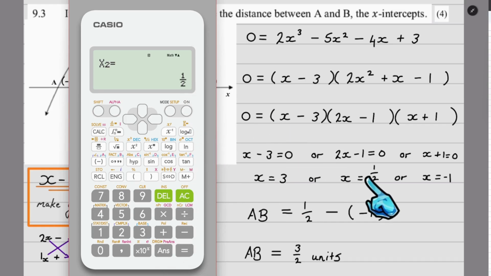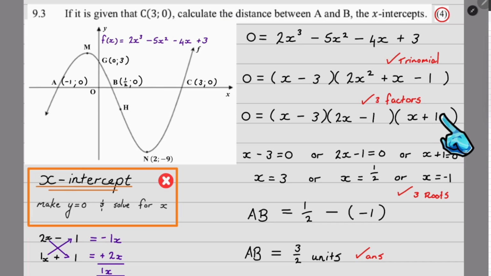There's my second answer for x, it's a half. And if I press equals once more, I get the last answer for x. What a beautiful little function. And bringing this question to a close, let's have a look where the 4 marks come from.